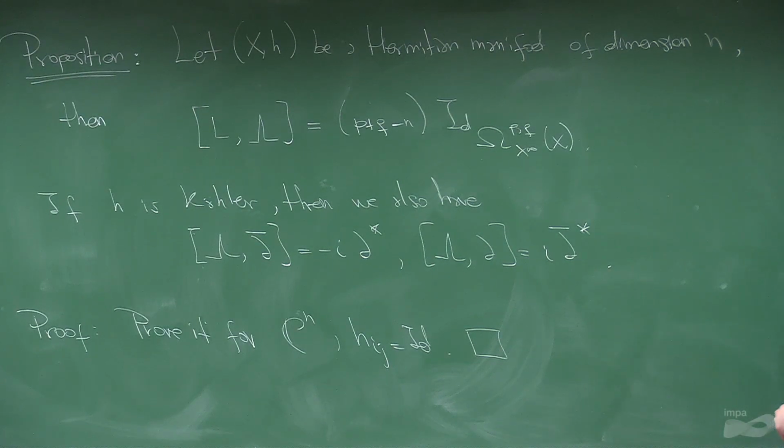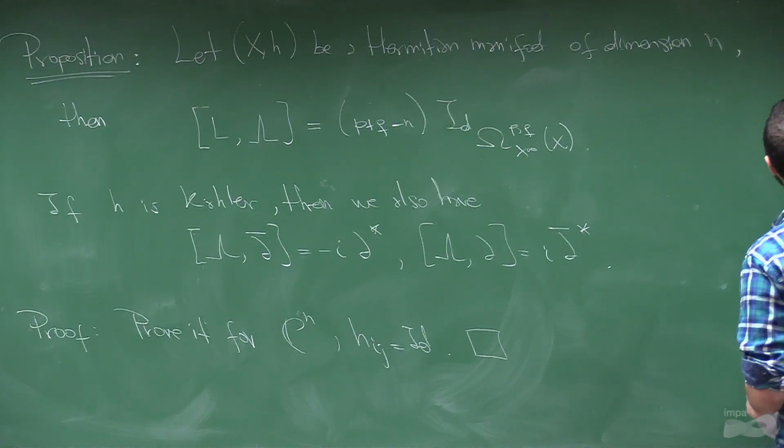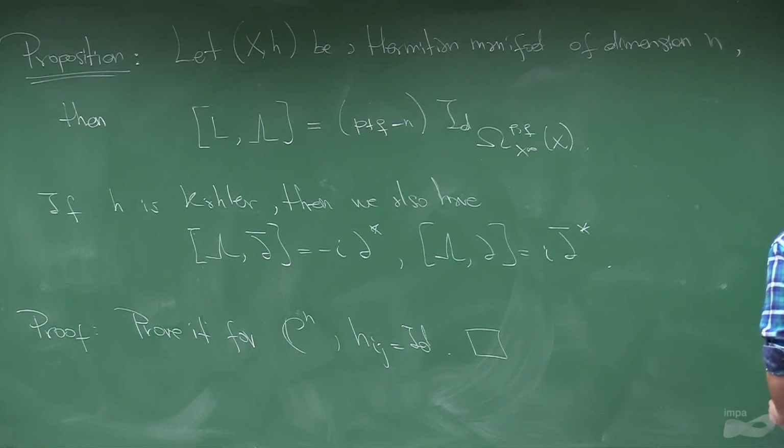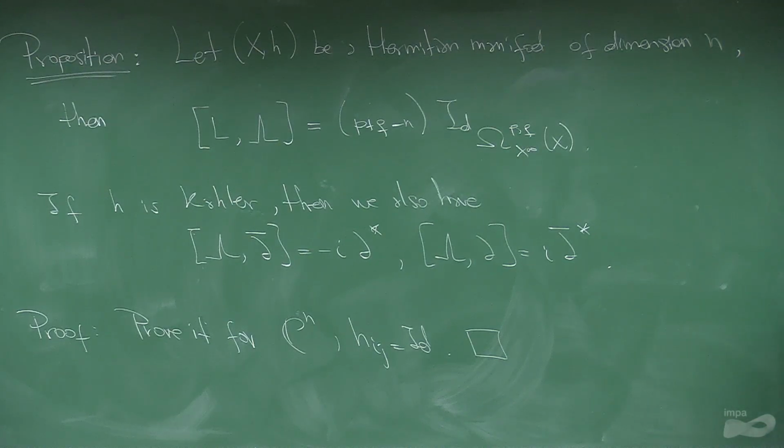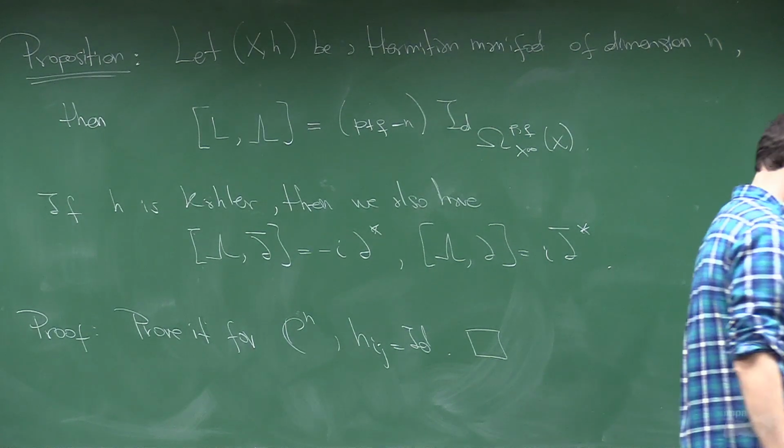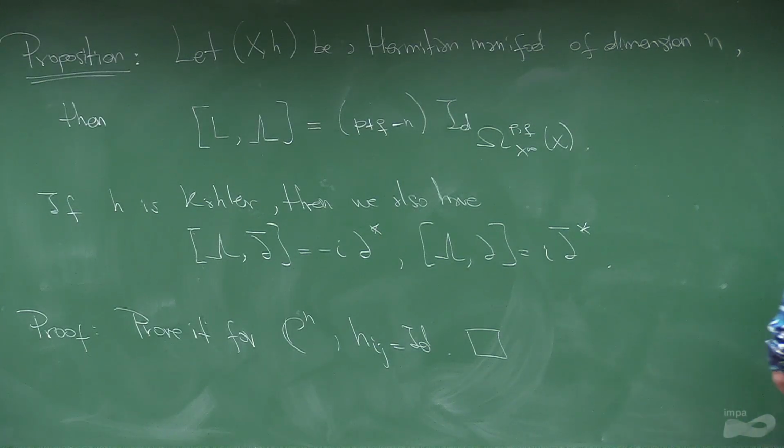Okay, so what are the consequences of this proposition? Corollary. If X with h is a Kähler manifold, then the Laplacian with respect to d is equal to 2 times the Laplacian with respect to partial bar. And so the harmonic p,q forms with respect to partial bar correspond to the harmonic p,q forms with respect to d.